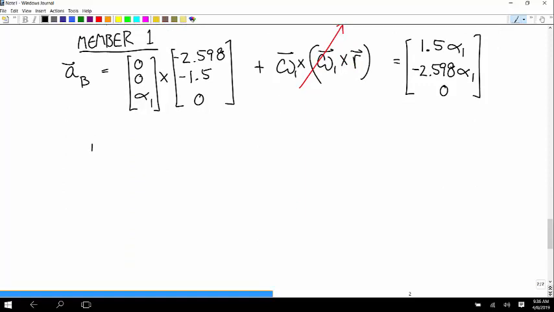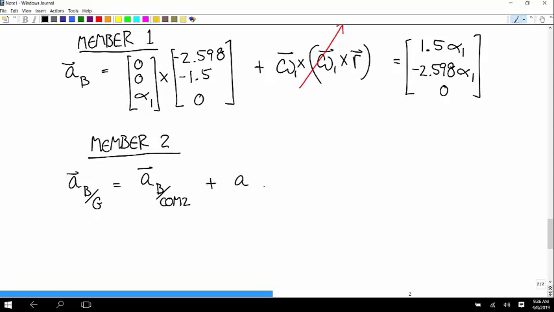And now member 2, this one doesn't have a fixed point, so we're going to have to use relative motion. So the acceleration of B, according to the ground, is equal to the acceleration of B according to the center of mass of 2, plus the acceleration of the center of mass of 2 relative to the ground.